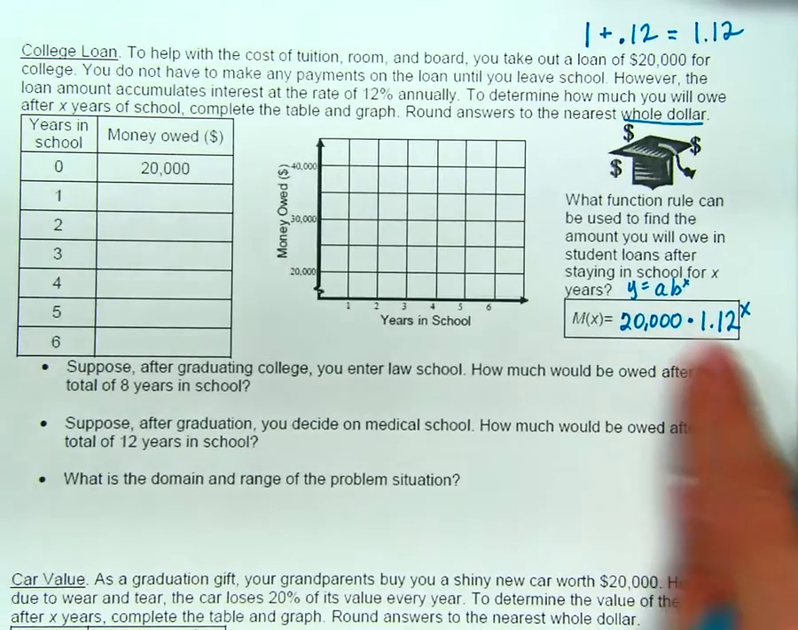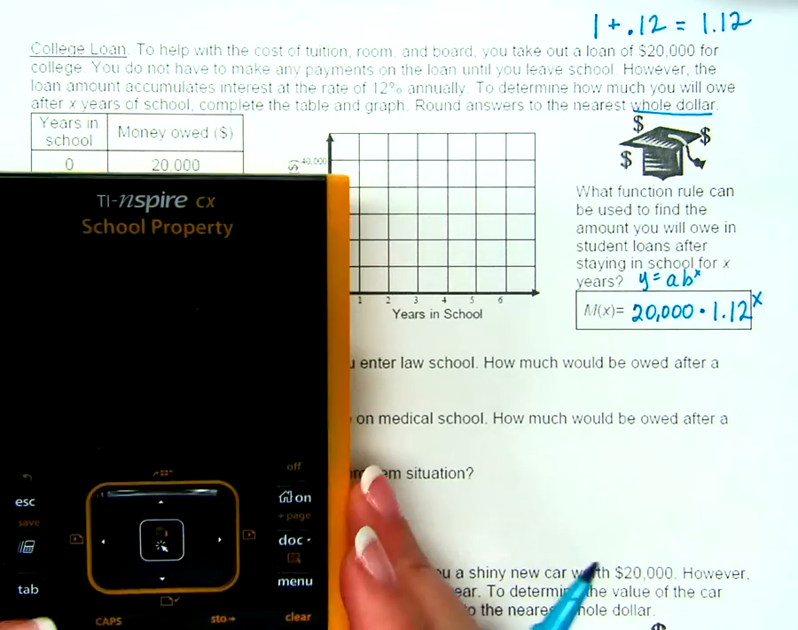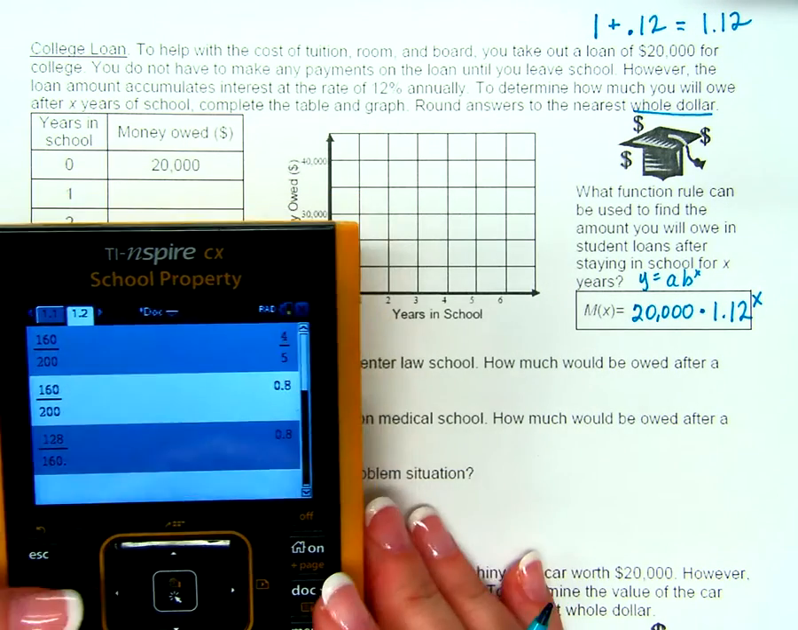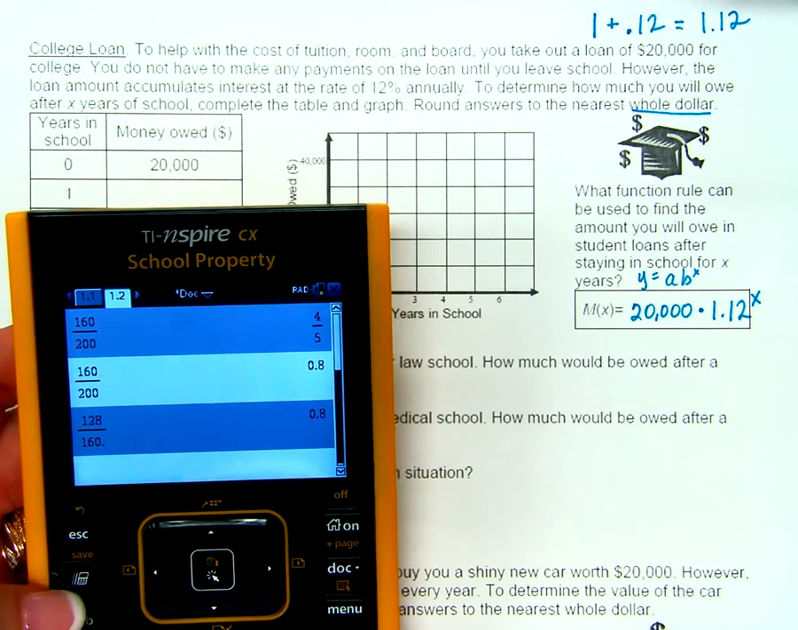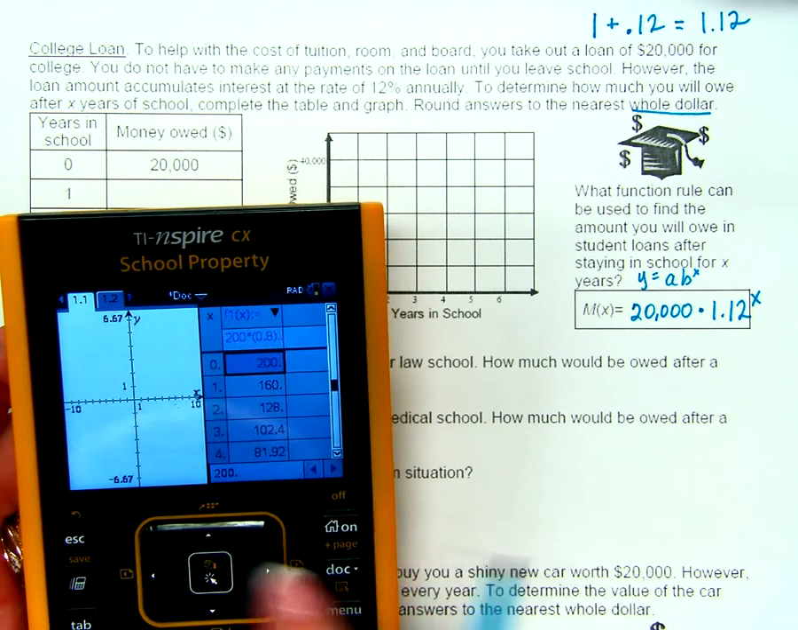Can I use that equation to fill in this table? Pretty easily, especially if I have a calculadora. That's how you say calculator in Spanish. Is that correct? Okay. What you got? Spit it out.